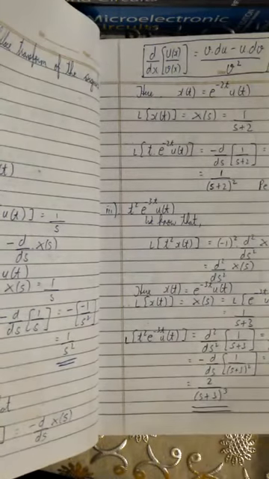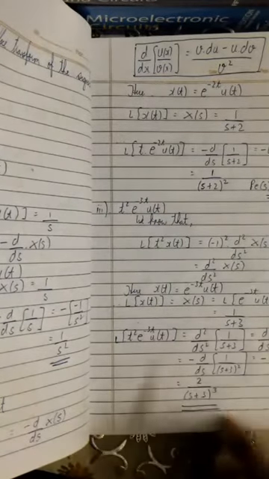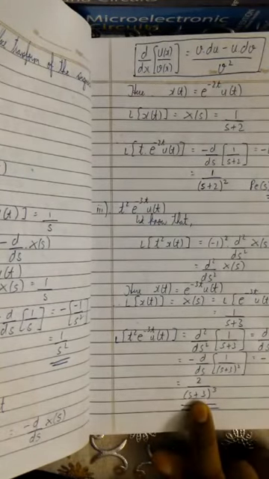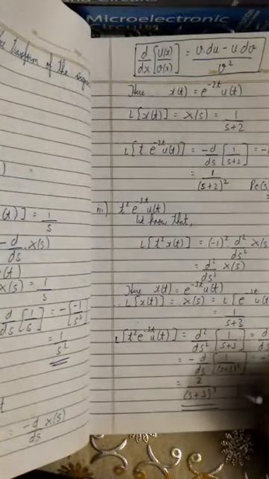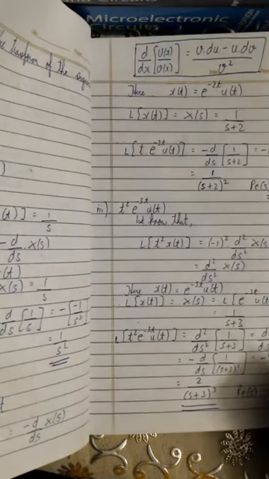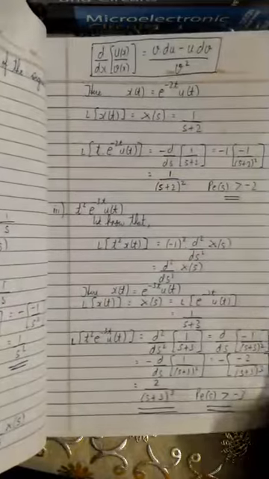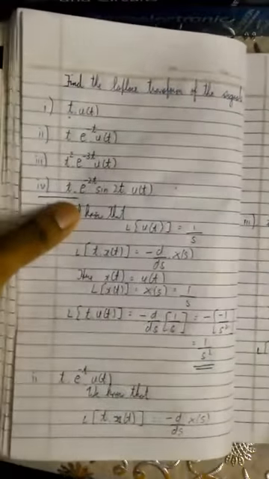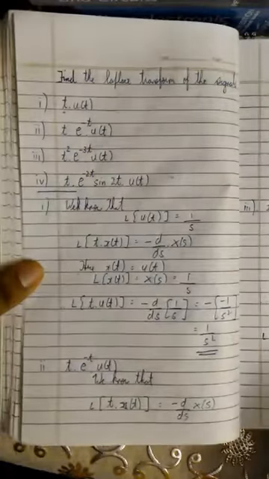This is your answer. If you want to find the ROC, you have to immediately say the pole is minus 3, right? s is equal to minus 3 is the pole, so this is also a right sided signal, so the real part of s is greater than minus 3. This is your ROC. Now let's do the last question. The Laplace transform of t into e raised to minus 2t sine 2t u of t.